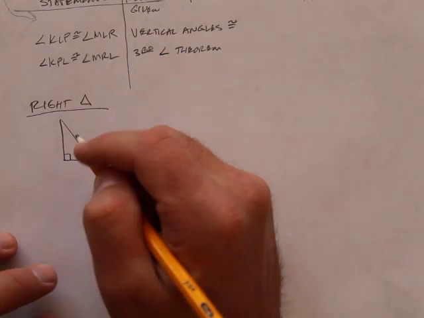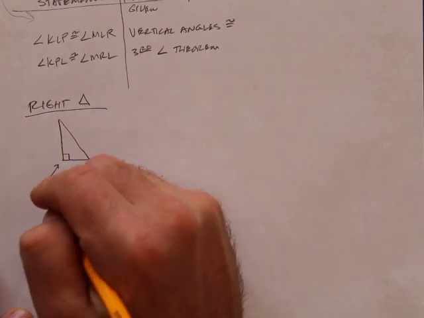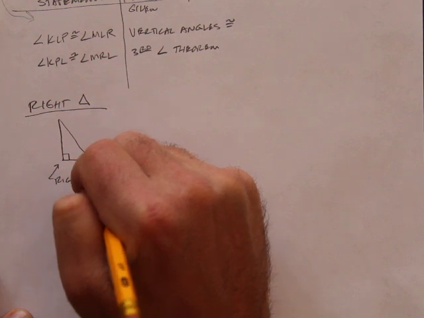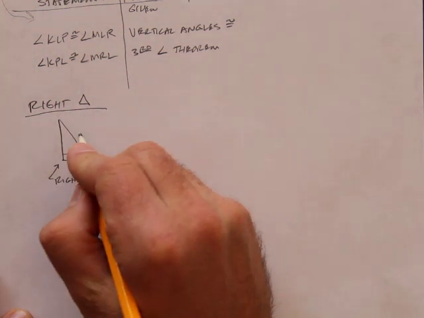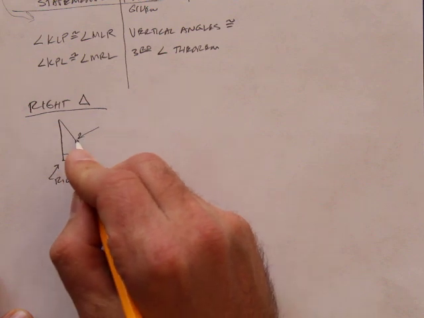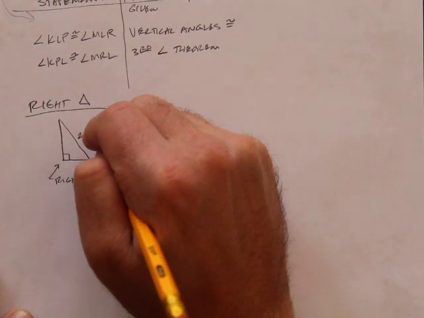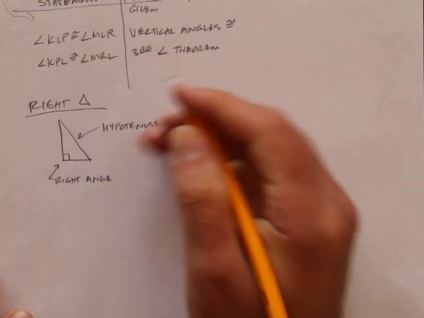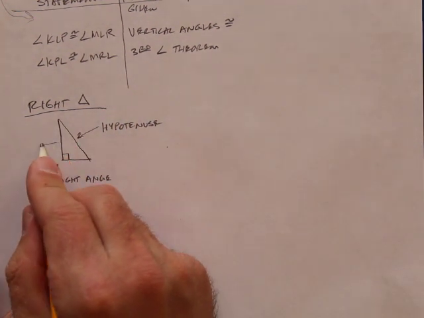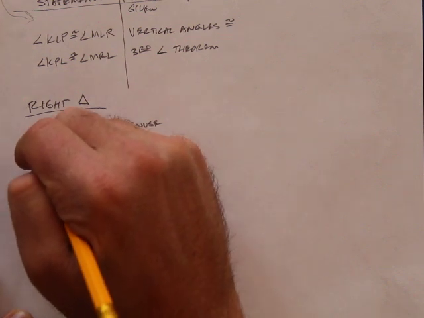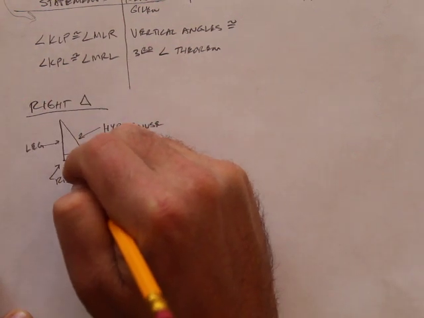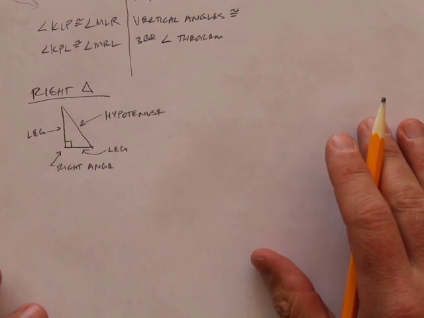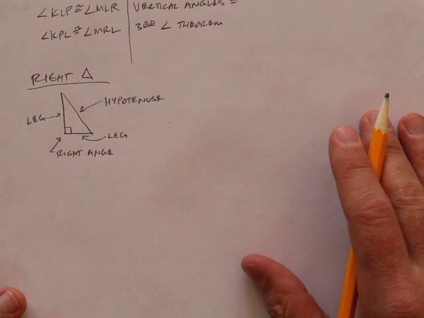I've got a 90-degree angle. That's what makes it a right triangle. Excuse me, right angle. This longer side, the side that is across from the right angle, is the hypotenuse. And then this is a leg, and this side is another leg. And those are the main parts of the right triangle.